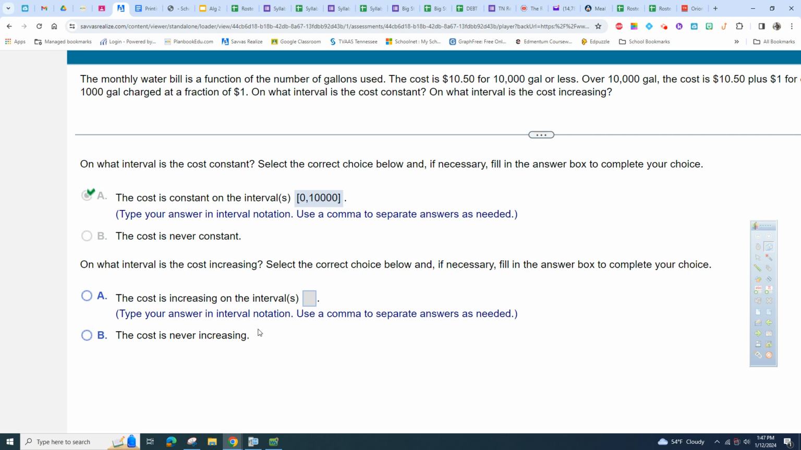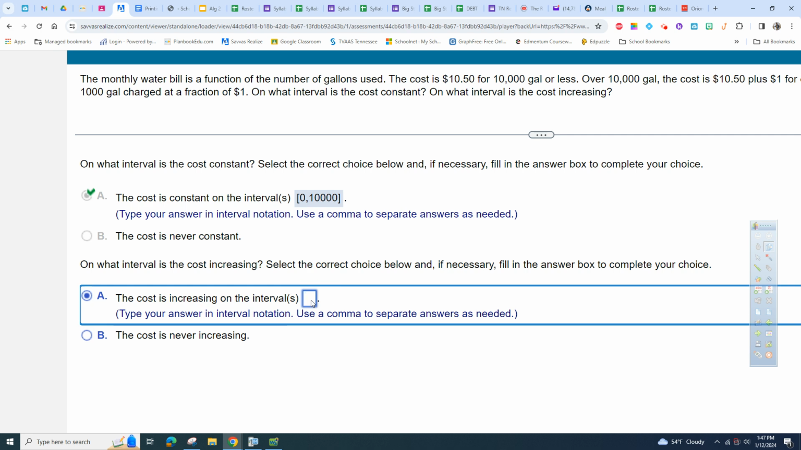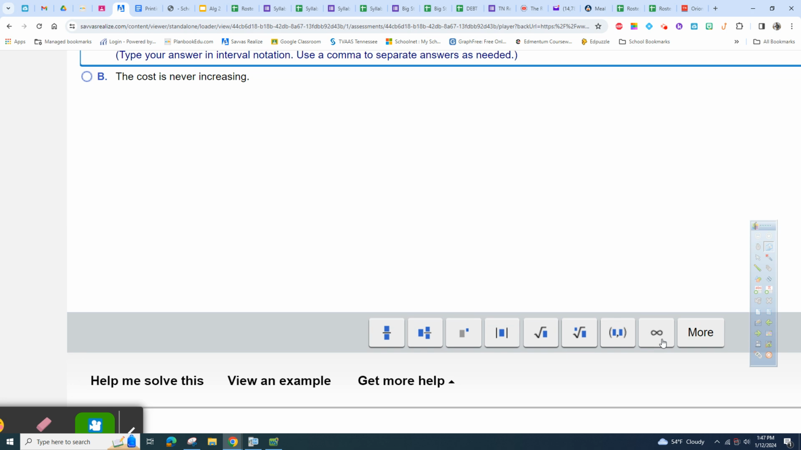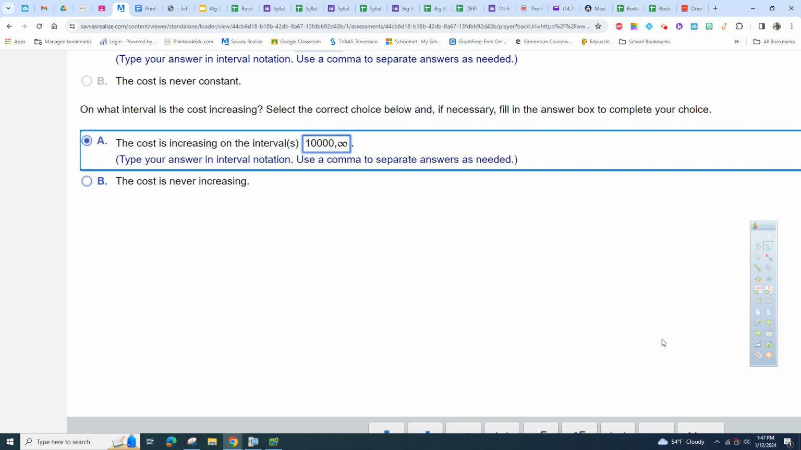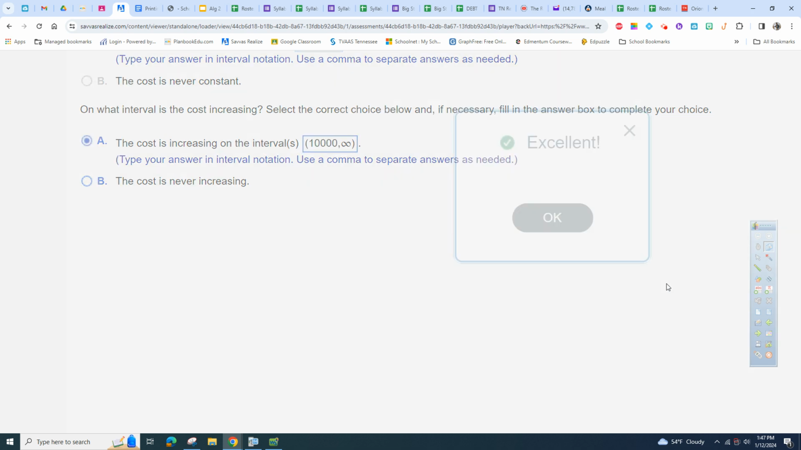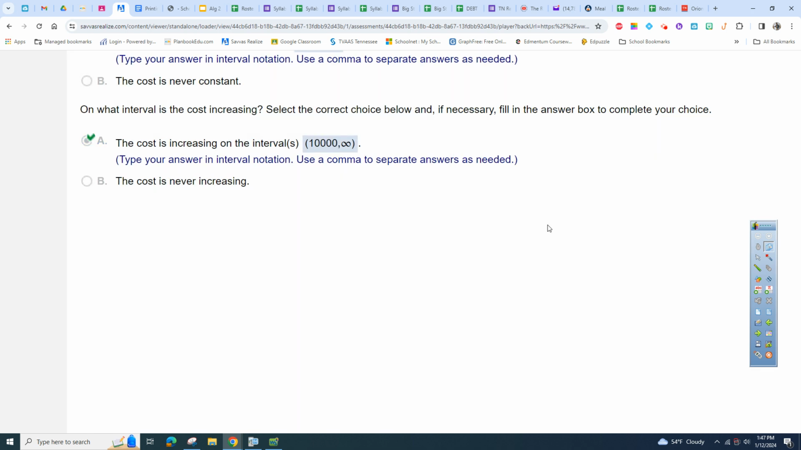All right, so the cost is increasing on what interval? Well, it's going to pick up at when? At 10,000 gallons. And it's going to keep on increasing. Does it say a maximum? No, there is no maximum. So that's going to be positive infinity. And we'll put parentheses on both sides because the 10,000 was already covered before. So put an open parenthesis there and hit enter. And very good.